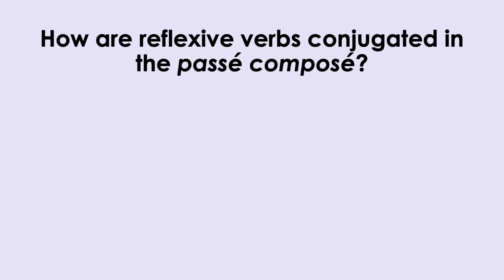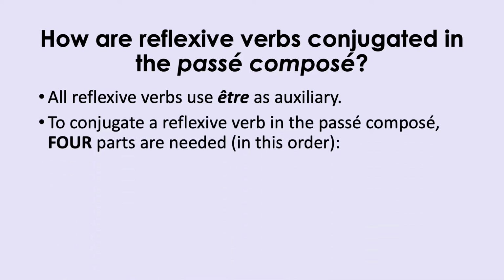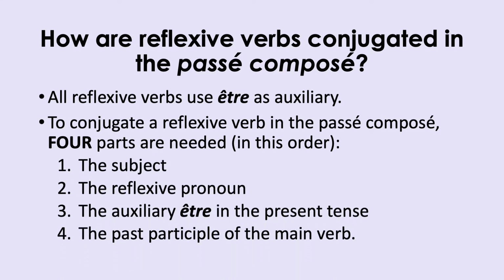All right, now, how are reflexive verbs conjugated in the passé composé? First thing to note, all reflexive verbs use être as auxiliary. No exceptions. To conjugate a reflexive verb in the passé composé, we're going to need 4 parts, and they're always going to be in this order. So it's going to start with a subject, then a reflexive pronoun, the auxiliary être conjugated in the present tense, and then the past participle of the main verb.